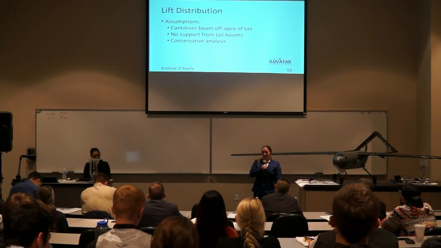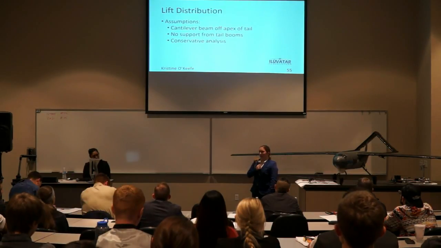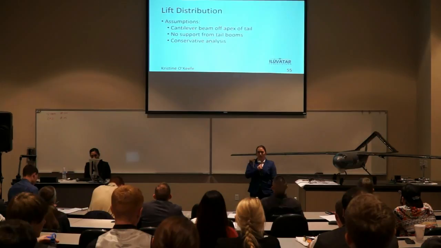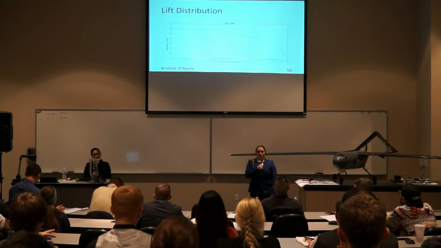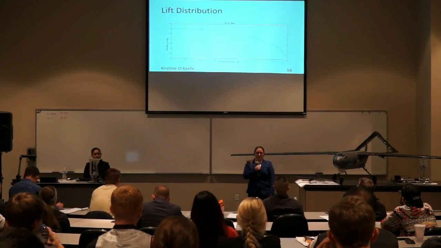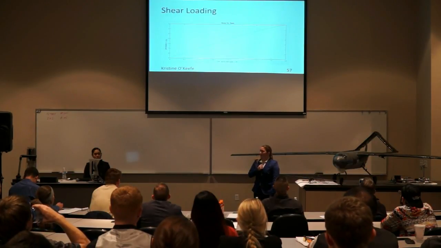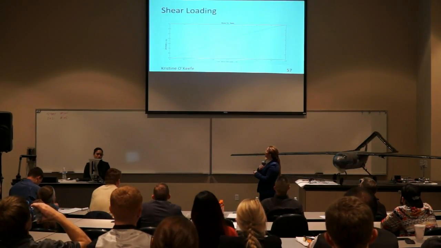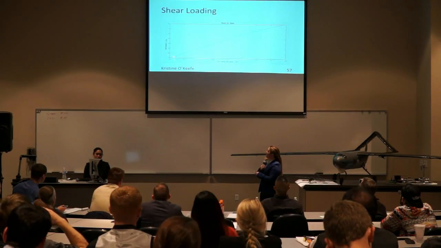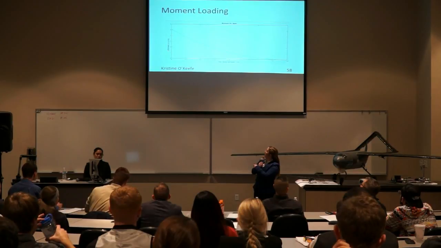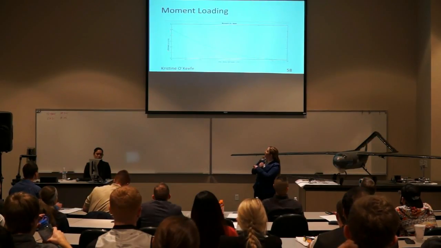So for the strip approximation, we made a few assumptions which gave us a conservative analysis. This includes a cantilever beam and no support from the tail booms. Here's the lift distribution that was determined from the strip approximation as described by Paul Kim in the wing loading section. Here's the shear loading, and you can see at the wing station we have -7 pounds. And here's the moment loading, which is at 5 foot-pounds up here.